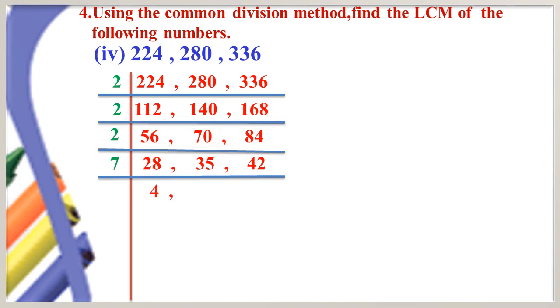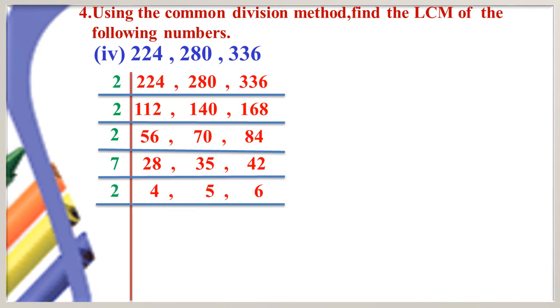28 divided by 7 equal to 4. 35 divided by 7, we get 5. 42 divided by 7, we get 6. Let us identify another prime number which divides at least two numbers in the fifth row. Write the quotients and undivided numbers, if any, below it. Now, 4 and 6 are even number, so it is divisible by 2. So, let us take 2.